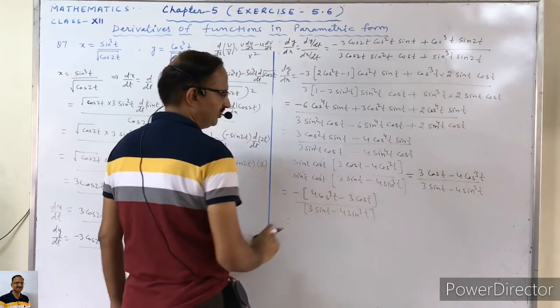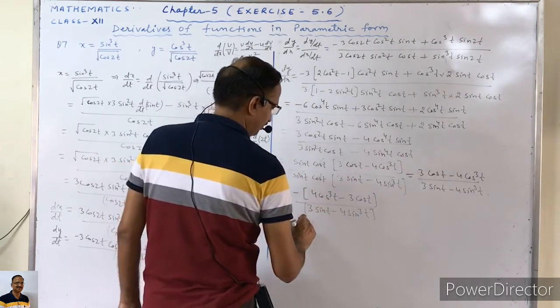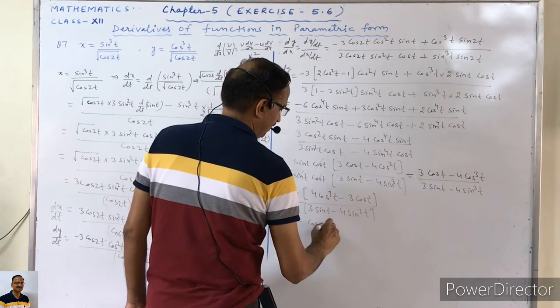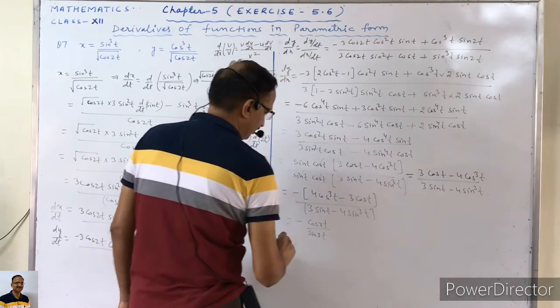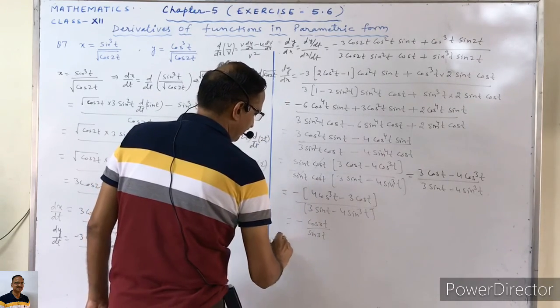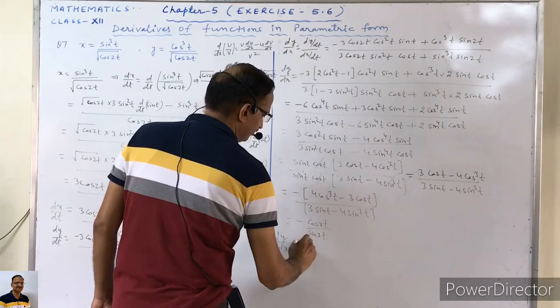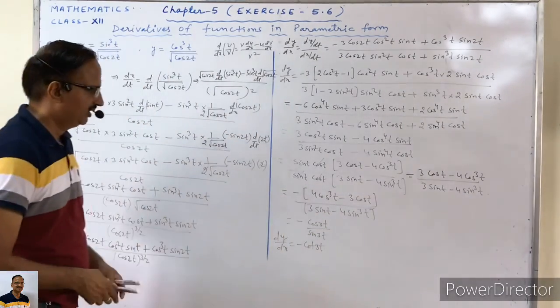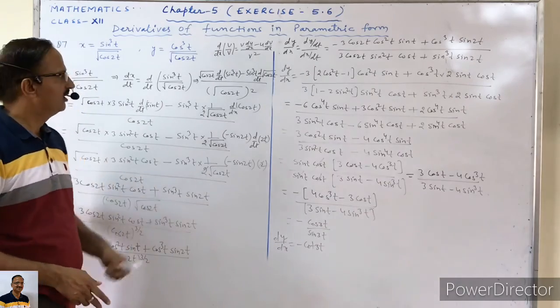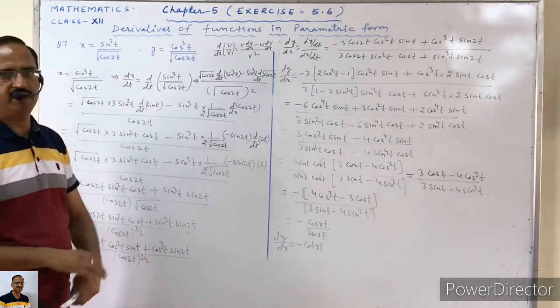So this is nothing but the value of cos 3t. So minus cos 3t. In the denominator, we have sin 3t. So the value of dy/dx is minus cot 3t. So in this way, this is the value of dy/dx for the given parametric equations.